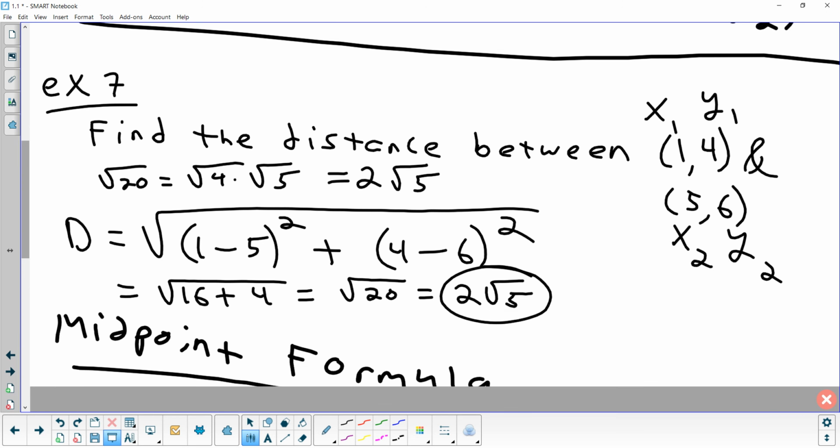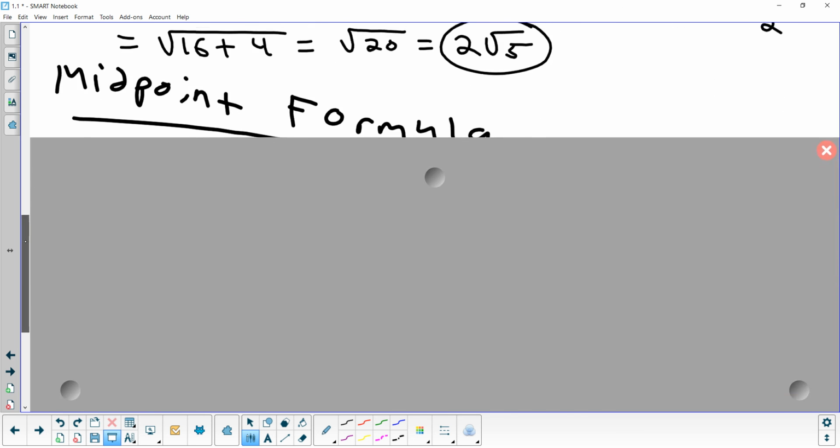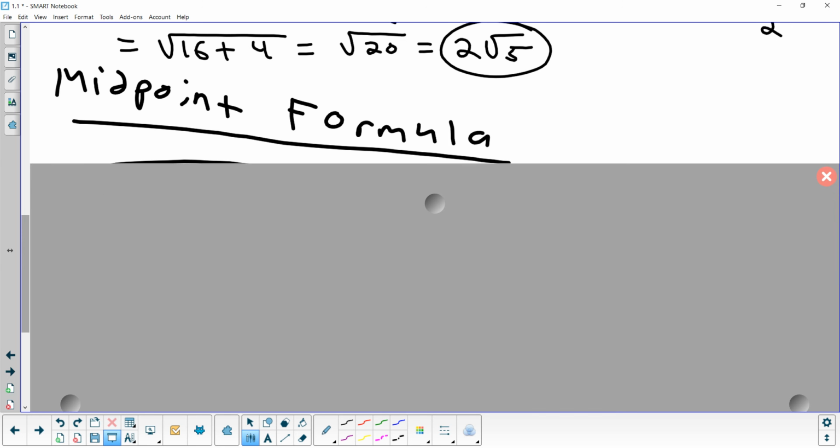Okay, so that's the distance formula. And the last formula, the midpoint formula. The distance formula tells you how far apart 2 points are. The midpoint formula gives you a location in the middle of 2 points.